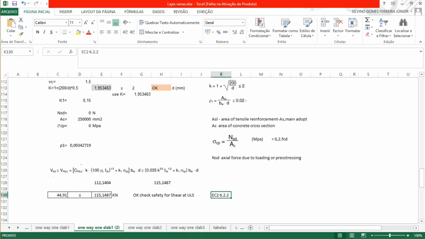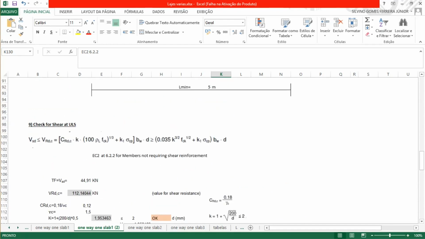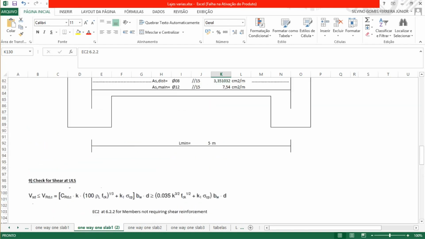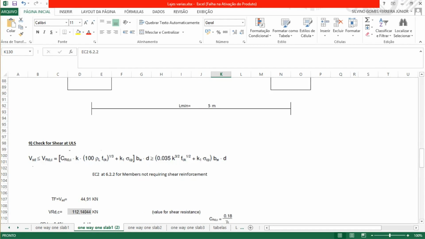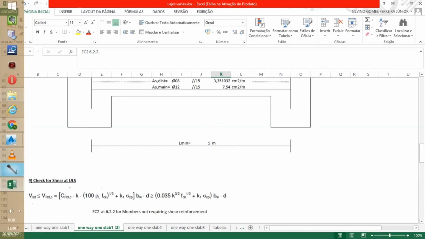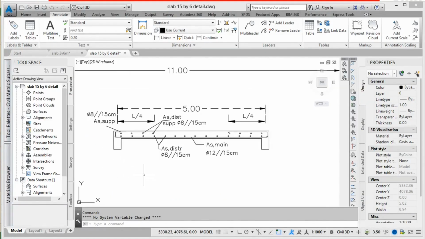This equation is from Eurocode, 6.2.2. This means that this is for members not requiring shear reinforcement. So that's why we don't need to put stirrups there. So everything is fine.